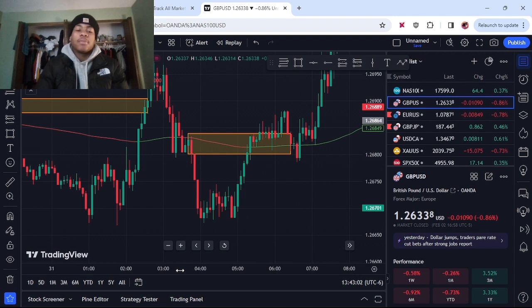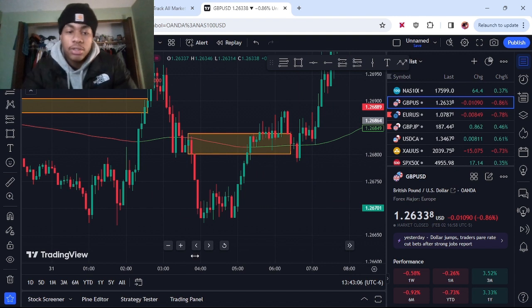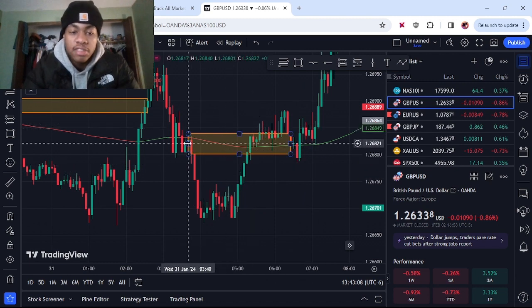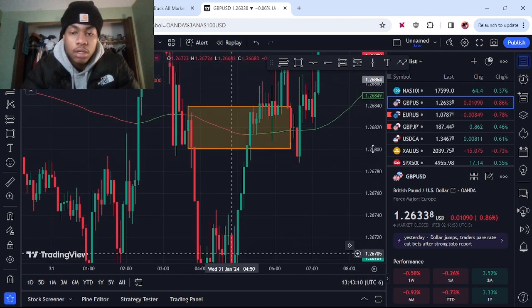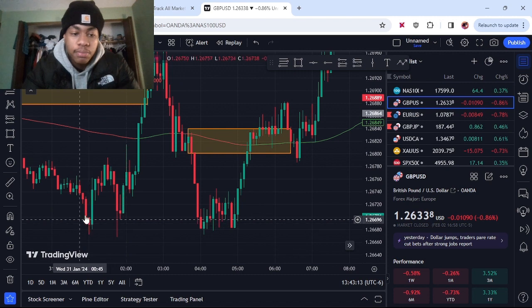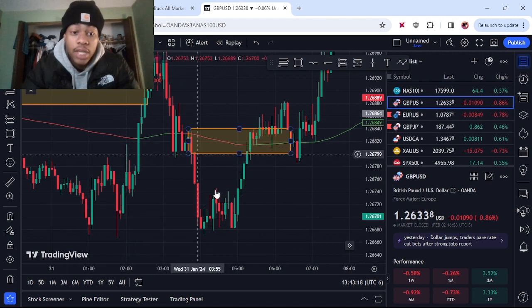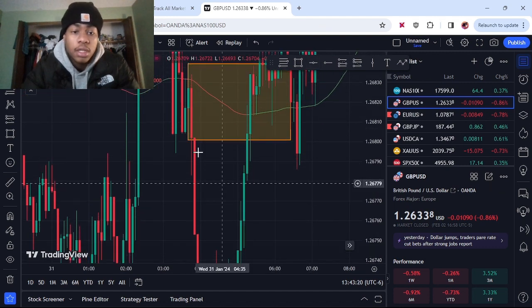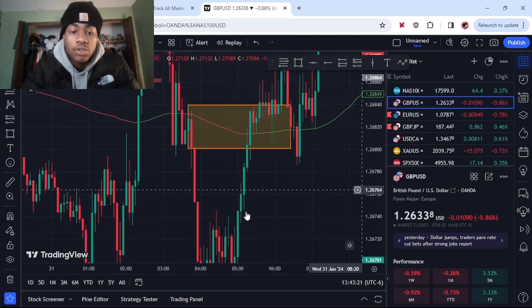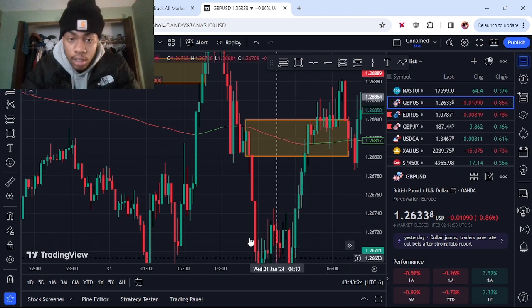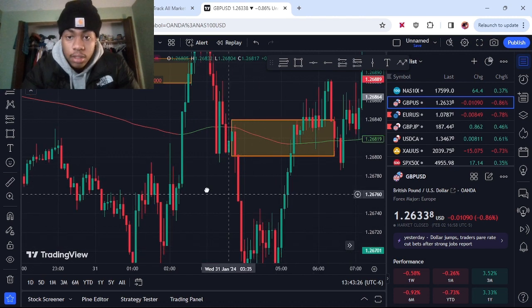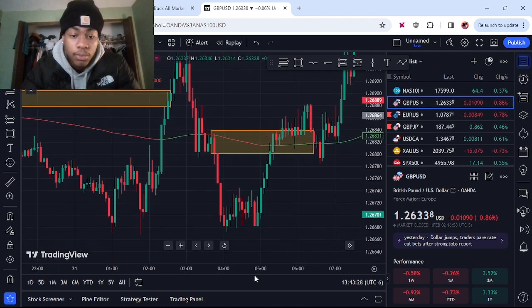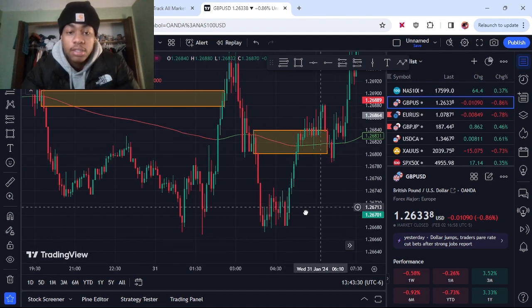Okay, now the next setup I want to go over is this other supply zone right here. We have a supply zone marked out. Let's go over the checklist. We broke this structure right here to the left. We close below it. We have gaps to fill, and we have a strong push. It's big, strong candles. But why is this low probability? You might say, what is the reason I'm going to stay away from a trade like this?